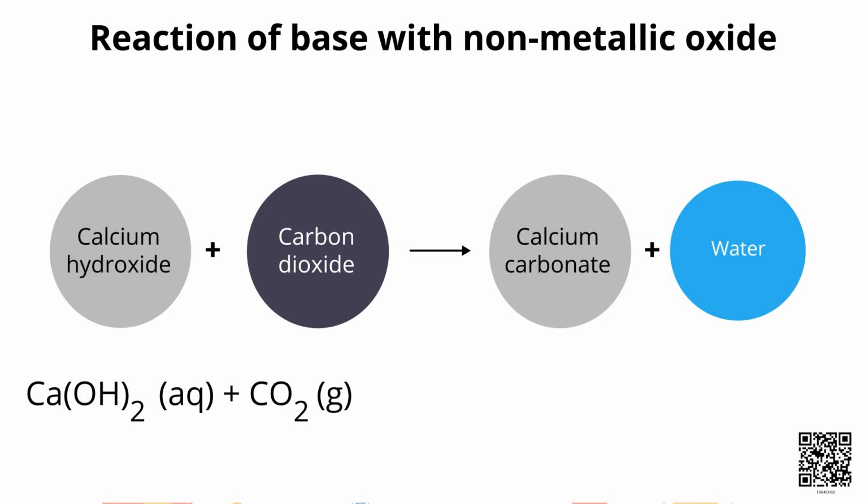Reaction of base with non-metallic oxides. Children, we have already studied how carbon dioxide reacts with calcium hydroxide to form calcium carbonate and water. In this reaction, calcium hydroxide is a base. It reacts with a non-metal oxide, which is carbon dioxide in this case, to form salt, that is calcium carbonate and water.